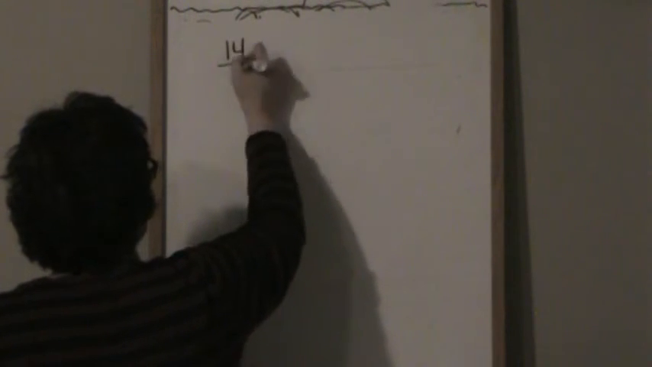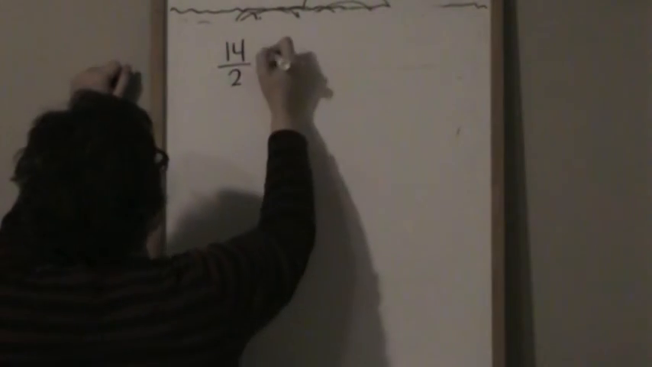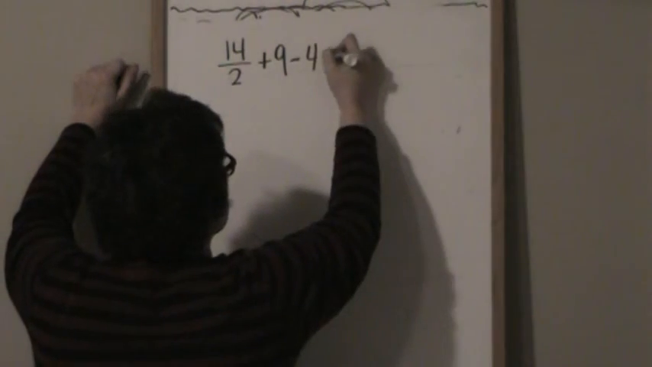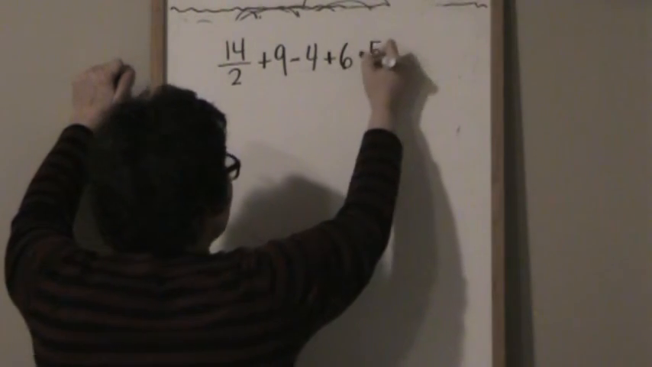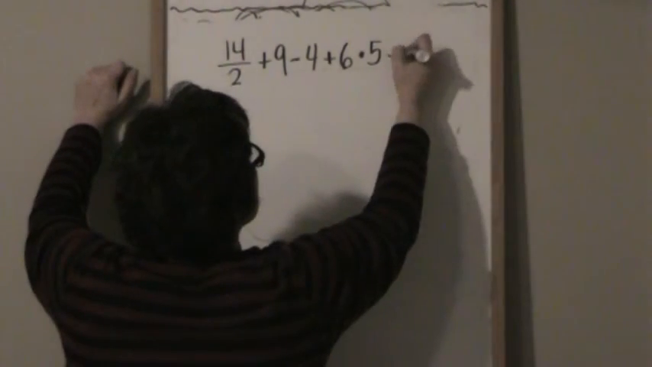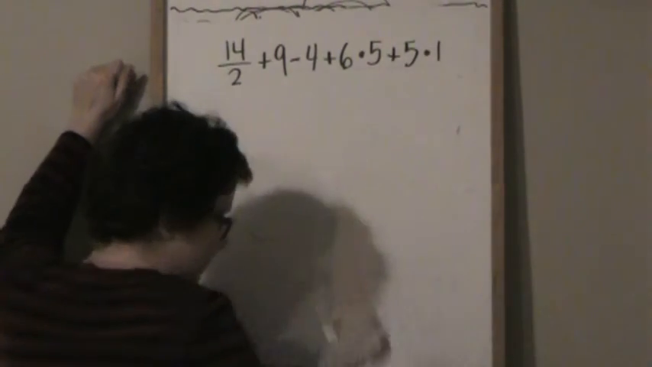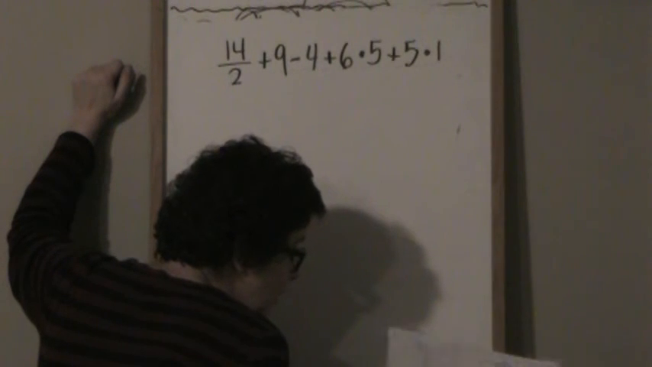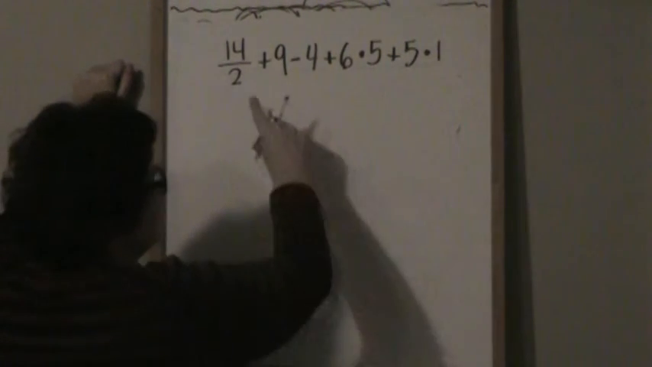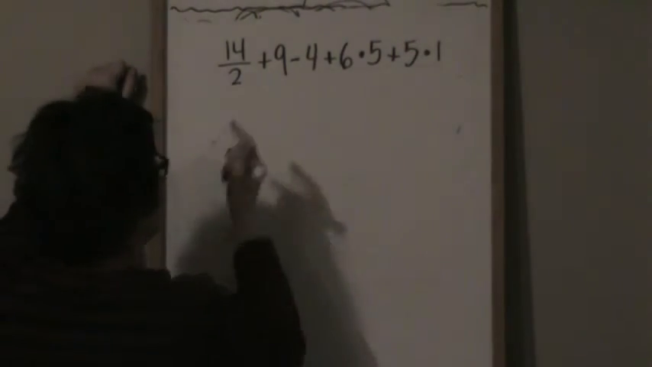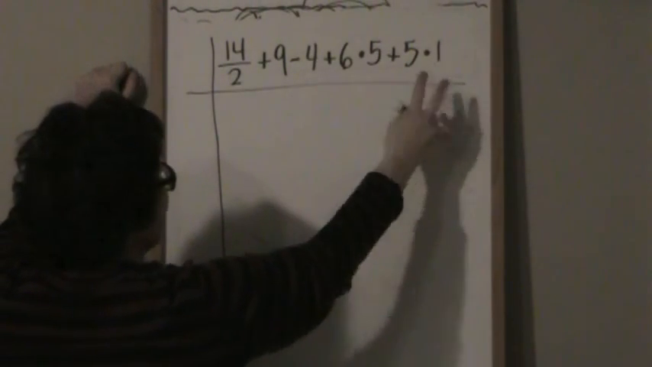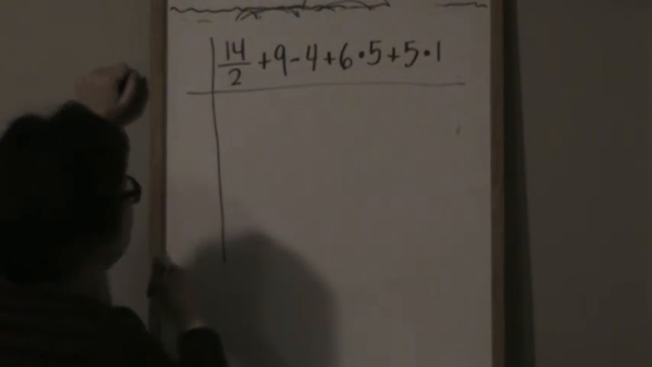Okay, look at my paper. 14 over 2 plus 9 minus 4 plus 6 times 5 plus 5 times 1. Okay, I'm going to double check that I wrote that down right. Yep. With something like this, it's really easy to write it down wrong. Okay? All right. Now, I don't see any parentheses. I don't see any exponents, so I'm going to multiply and divide from left to right.